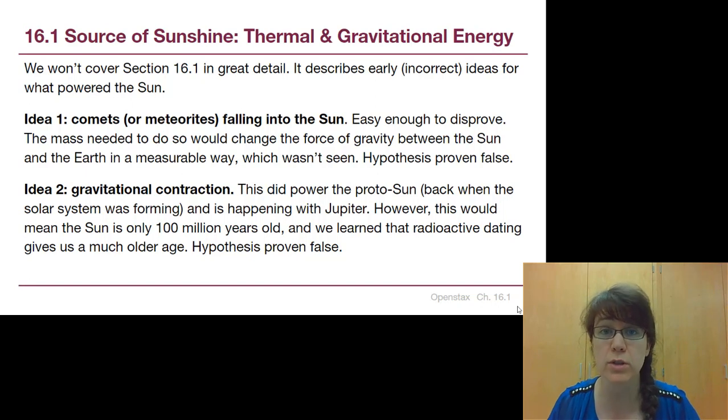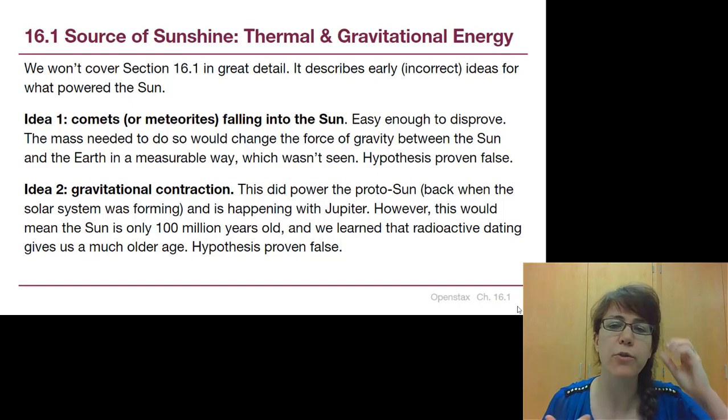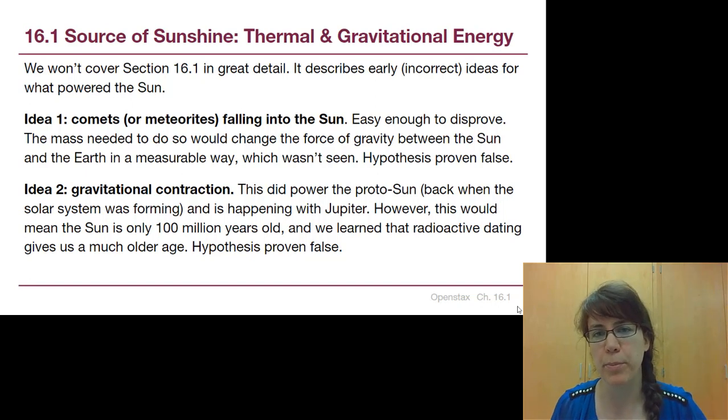That's still good science. So the very first idea that people had for how the sun was powered, and when we talk about how it's powered, it's how is it able to make light and heat and all of this energy, because you can't create energy out of nothing. So the first idea was that comets or meteorites or asteroids were falling into the sun.